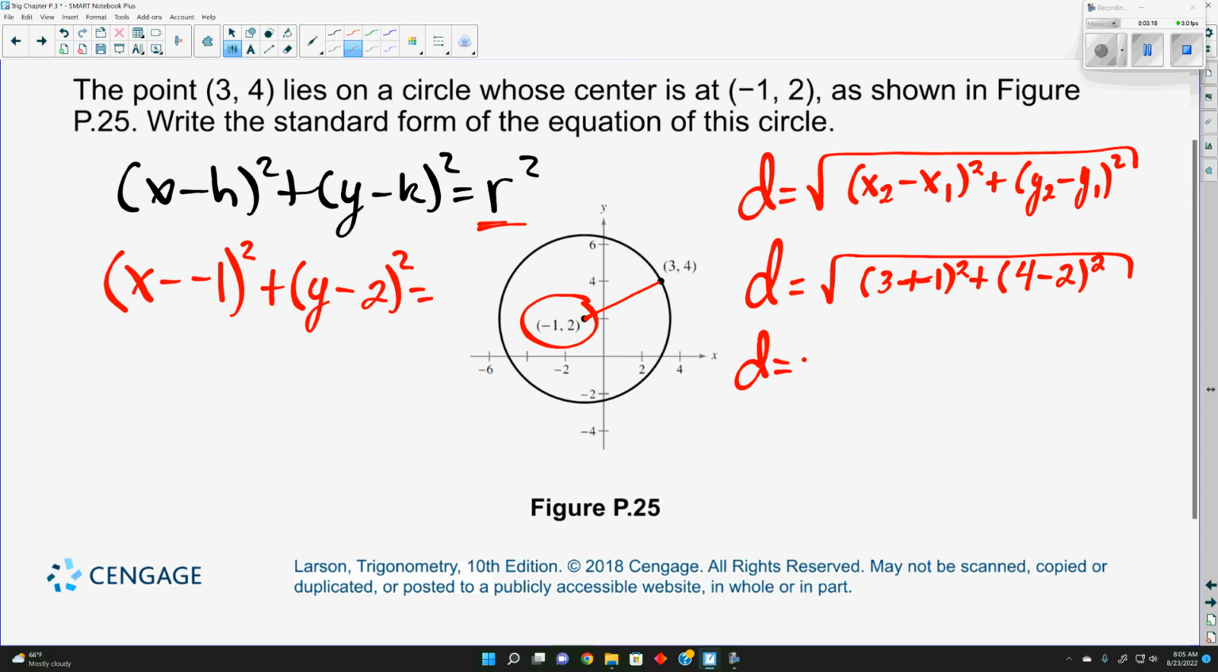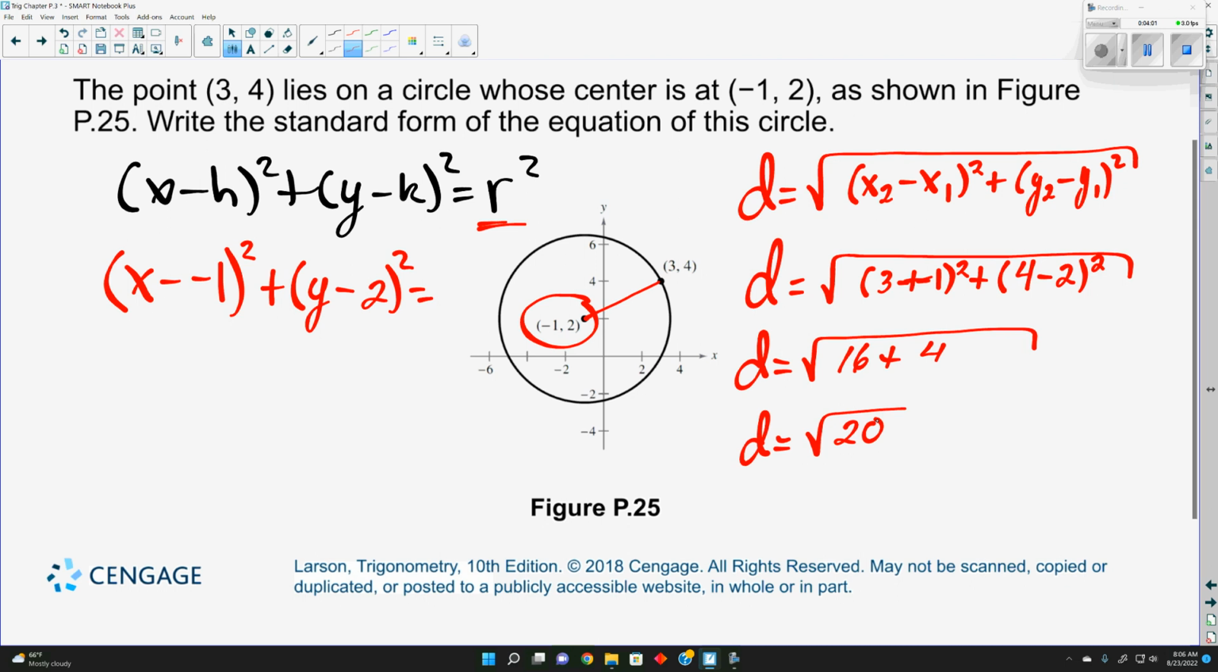Now at this point, you could have typed the whole thing in, and especially if we're dealing with a radical, I would type it into the TI-30XS calculator, because it will simplify radicals nicely if they will simplify. Here we have 3 plus 1 is 4, 4 squared is 16, plus 4 minus 2 is 2, 2 squared is 4, and 16 plus 4 is 20. Now if we did plug this in, it would tell us that the distance is going to be 2 square root of 5.